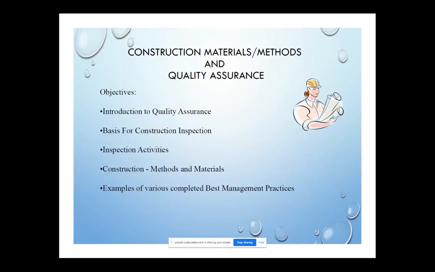So first we're going to talk about what quality assurance is, and then we'll talk about what that basis is for what construction inspection is, what those inspection activities consist of, and different methods and materials used during construction, and examples of best management practices as completed. That's our objectives. We're going to kind of flow with this, but there's going to be things in the middle at times of opportunity where we'll talk about the inspection activity and methods and materials that you're seeing.